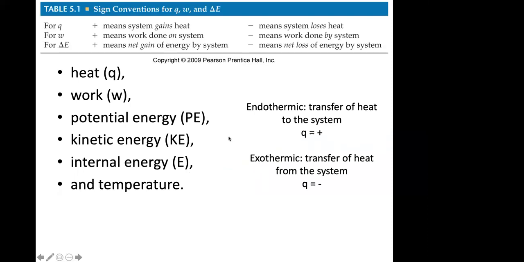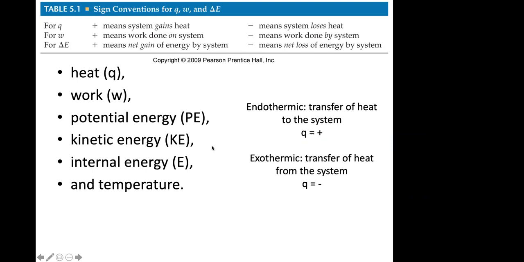When we are thinking about changes involving the heat, that's when we use these terms endothermic and exothermic. When Q is positive, we're transferring heat to the system. When Q is negative, that's exothermic, that's like an explosion, kaboom. We are transferring heat from the system to the surroundings. I show up here the different sign conventions.